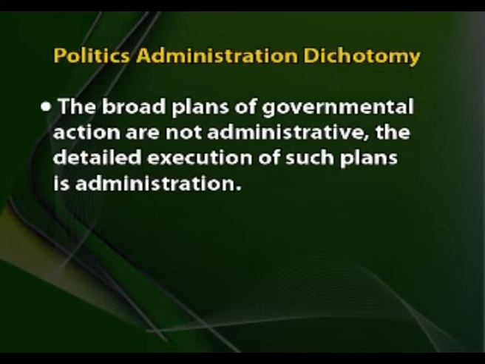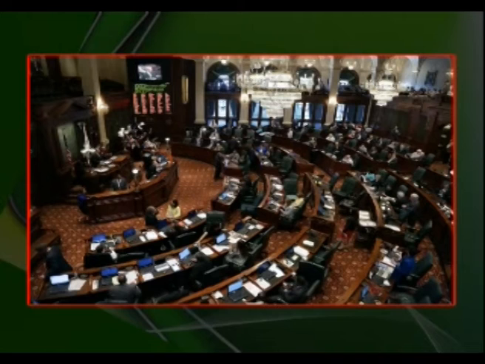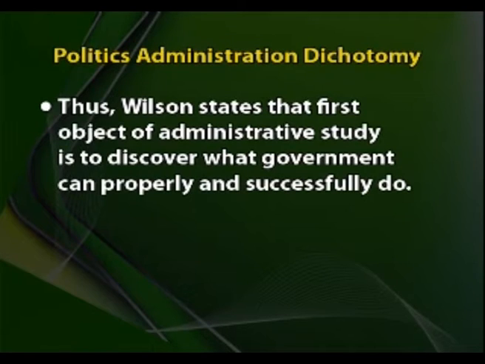The broad plans of governmental action are not administrative. The detailed execution of such plans is administration. Government is having many plans. A million house scheme will be there. Poverty elevation of all the people in the country is there. All these were government action plans, but execution of such plans is administration. Thus, Wilson states that the first object of administrative study is to discover what government can properly and successfully do.